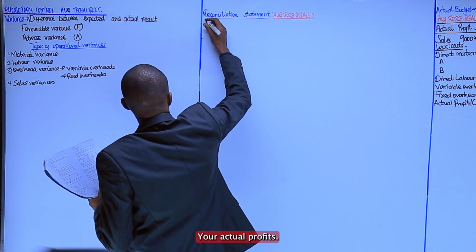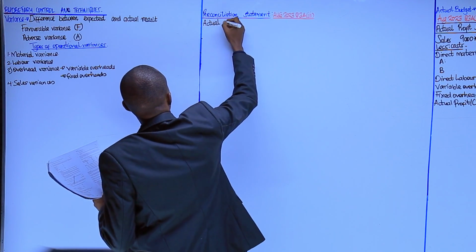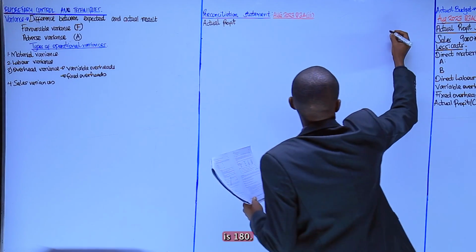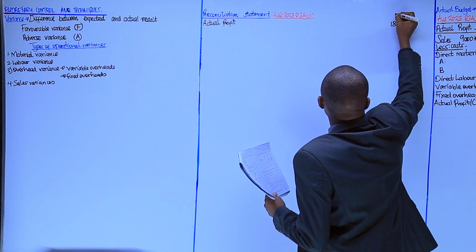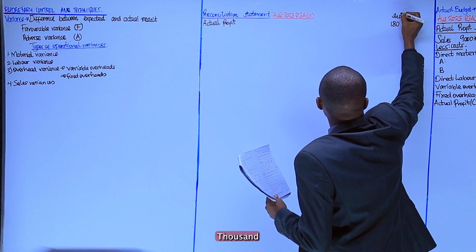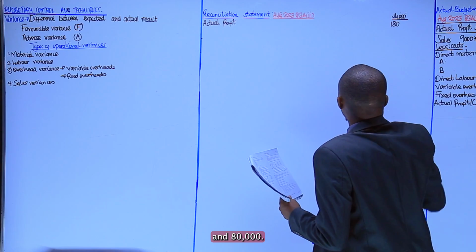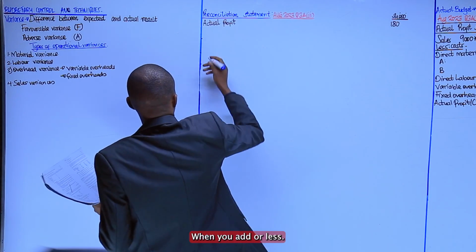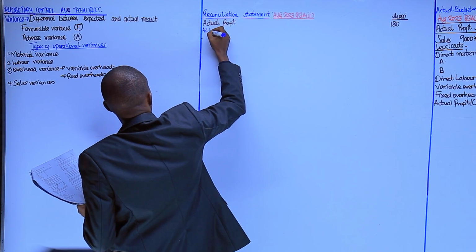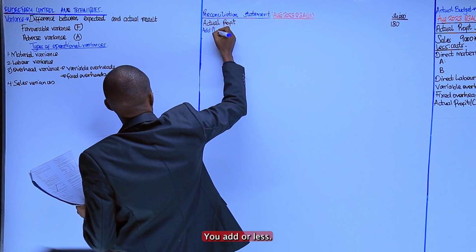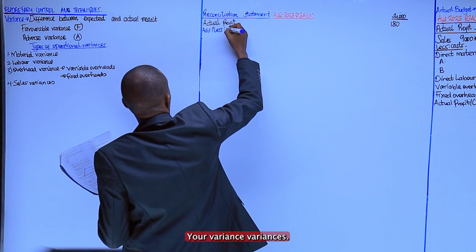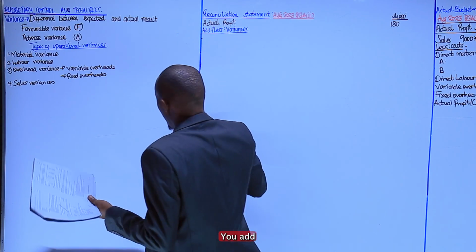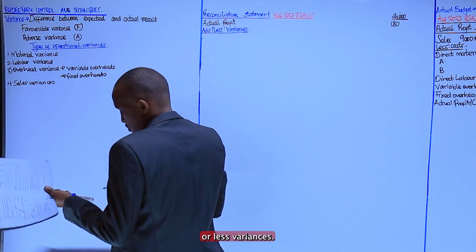Your actual profit is 180,000. Then you add or less your variances.